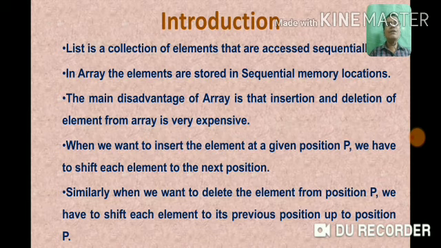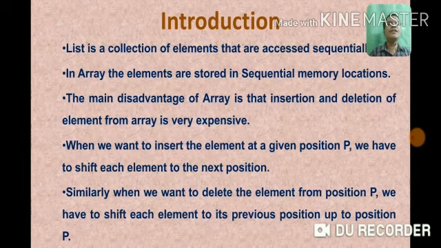Now we have considered a very small example, with only 10 elements. If there are 1000 elements or 10,000 elements and we want to insert an element, how many shiftings would we have to do? This is a very complex process, and that is the major drawback of the array. Hence the next data structure, which we call a linked list, was introduced.